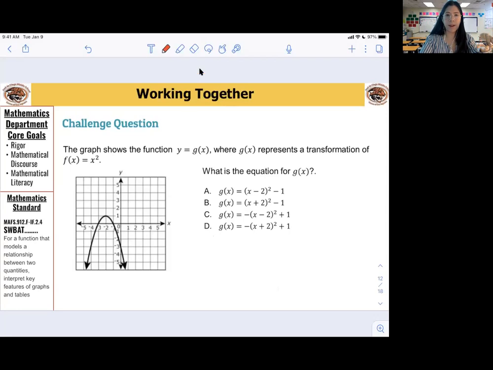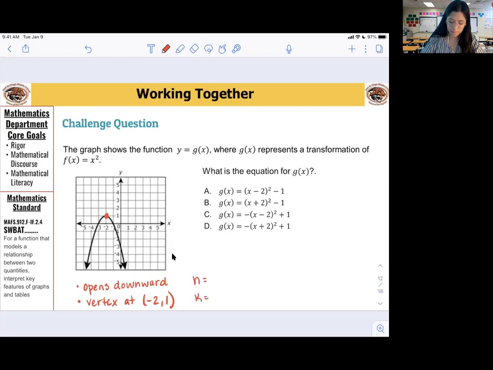So what do we know about this graph? We know that it's reflected because it opens downward. It opens downward, good. What else? We know that it is a translation. Yeah, we can look at the vertex to figure out the translation. So where is the vertex? Negative 2 comma negative 1. Negative 2 comma 1, positive 1. So if that's the vertex, what is the value of h?